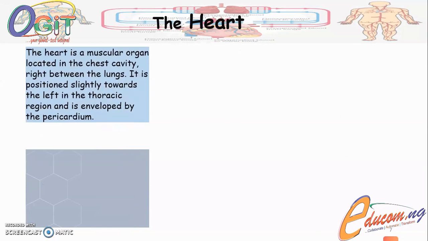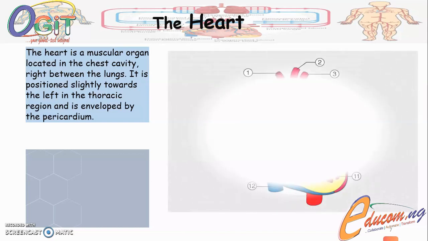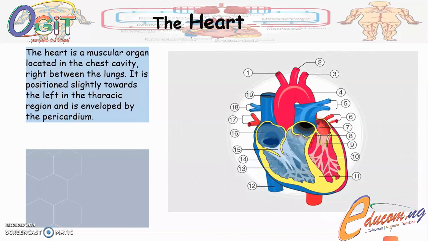Now the heart. What is the heart? The heart is a muscular organ located in the chest cavity, right between the lungs. It is positioned slightly towards the left in the thoracic region and is enveloped by the pericardium. This is the picture of the heart as shown in the image in the figure.